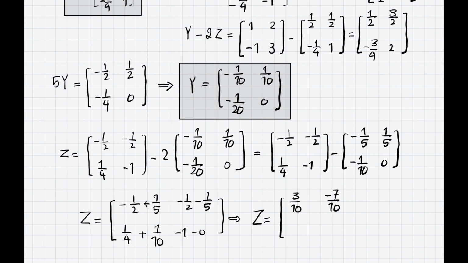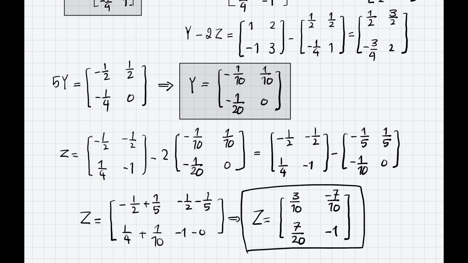So the next one is 14 over 40, which becomes 7 over 20. And the other one is also minus 1. Yes? So 14 over 40 is, yes, that's correct. So this is the other matrix that I was looking for. Okay? So now we have all of our matrices and then we are done. Okay?